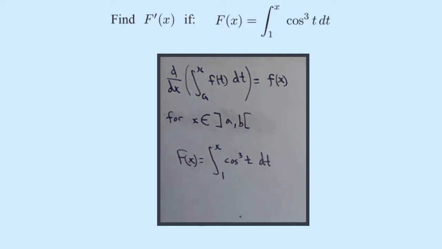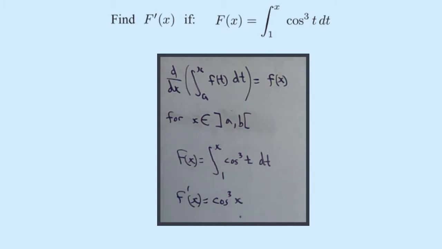So by the fundamental theorem of calculus, our f dashed x just equals f of x, so it's literally just cos cubed x. And there's nothing else we need to do.